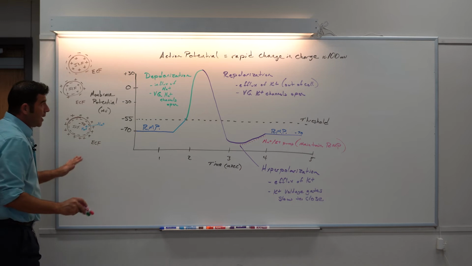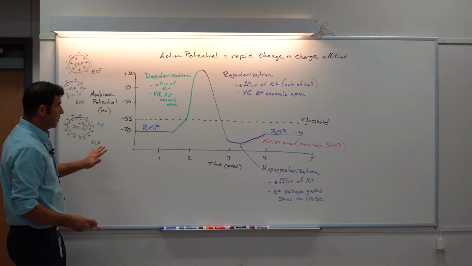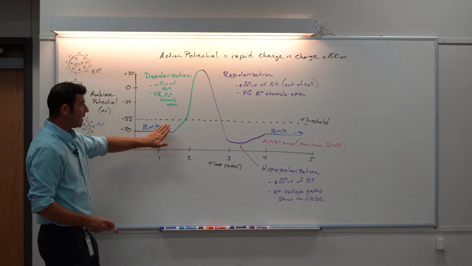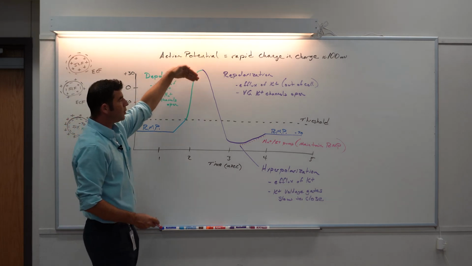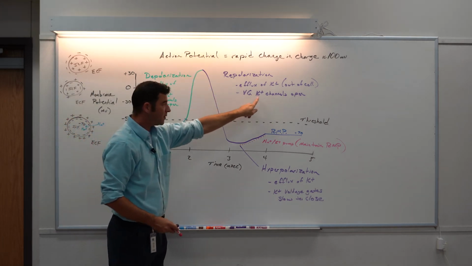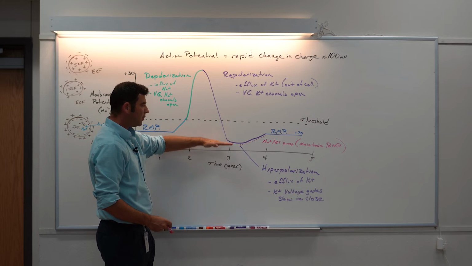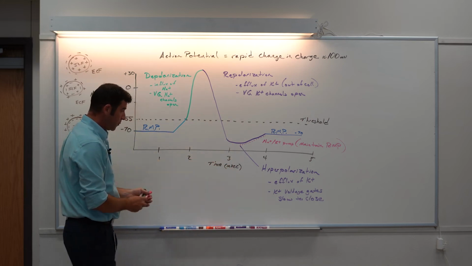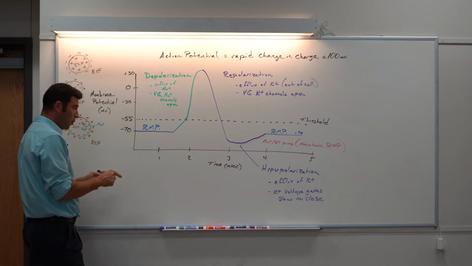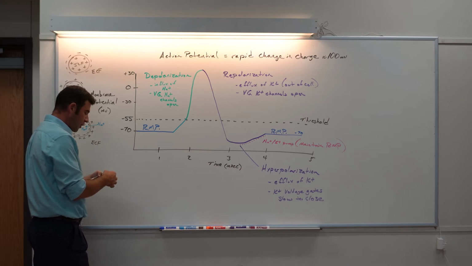Okay, so we've at least labeled the phases of our action potential. Depolarization, the cell's taking on positive charges. Repolarization, the cell is getting rid of those positive charges. And in hyperpolarization, we drop below resting membrane potential. Here are some notable points that we want to point out on this graph.